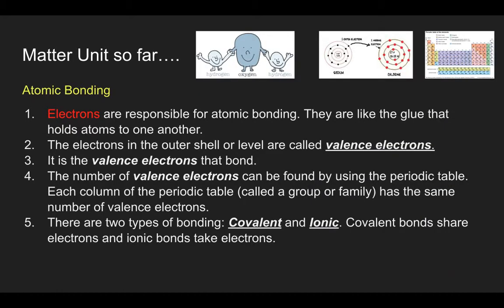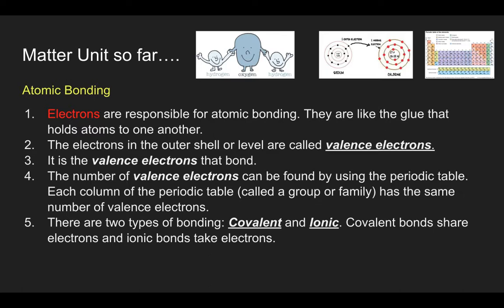And then last week we took a look at atomic bonding. We learned that electrons are responsible for atomic bonding. They're like the glue that holds atoms together. The electrons in the outer shell or level are called valence electrons. It is the valence electrons that bond.